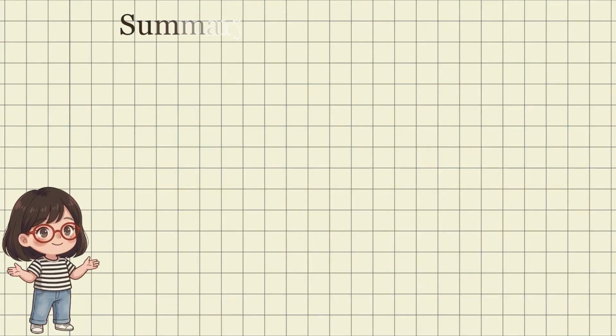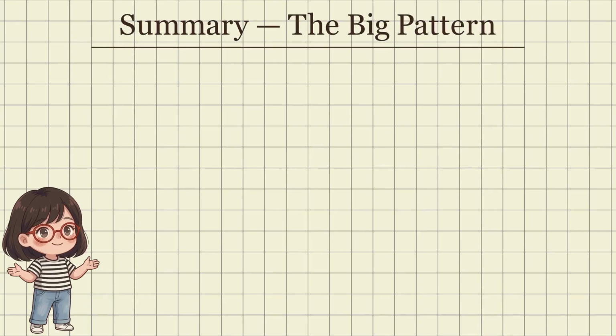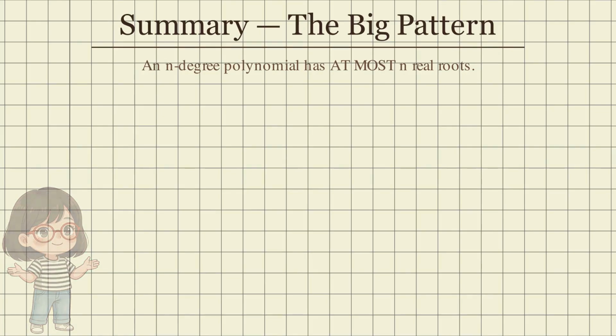All right, let's zoom out and see the big picture. The master rule is this. An n-degree polynomial has at most n real roots. Degree 1 gives you at most 1. Degree 2 gives you at most 2. Degree 3 gives you at most 3. The degree sets the ceiling.